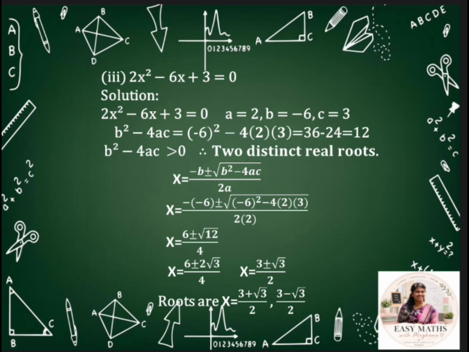Substitute, you will get x is equal to minus into minus 6 plus or minus square root of minus 6 the whole square minus 4 into 2 into 3 divided by 2 into 2. If you solve, you will get x is equal to 6 plus or minus root 12 divided by 4. So you will get x is equal to 6 plus or minus 2 root 3 divided by 4. Root 12 can be written as 2 root 3. So therefore you will get the two values, that is x is equal to 3 plus root 3 divided by 2 and 3 minus root 3 divided by 2.